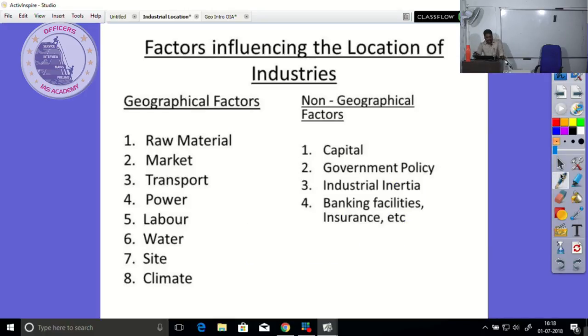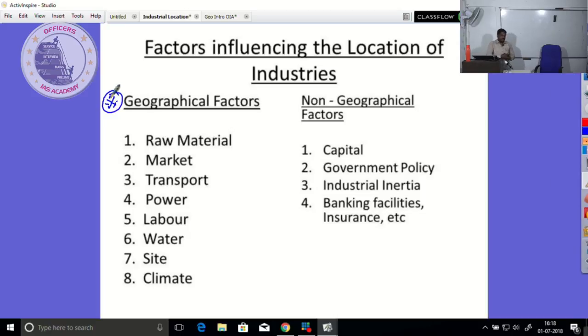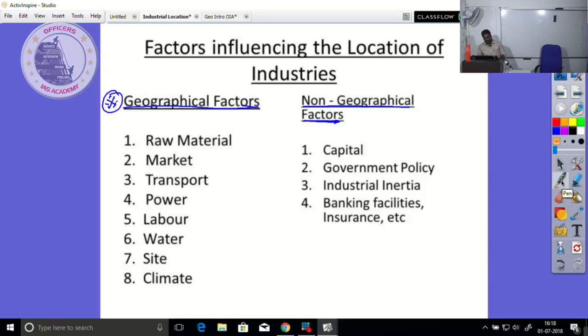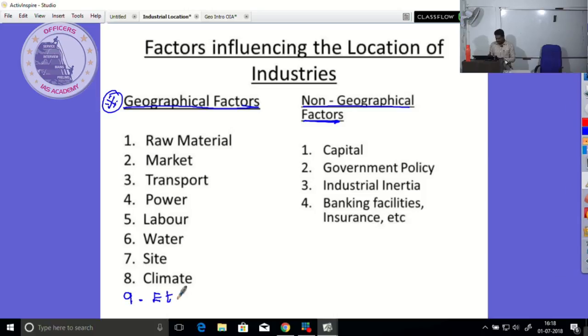Now, when I talk about the factors which influence the location of an industry, there are n number of factors, and one by one we'll understand. Whichever type of industry is asked, these points are repeated, leaving out those points which are irrelevant to that particular type of industry. Primarily, we are classifying these factors into two categories: geographical factors, and all those things which are not geography, let me call non-geographic factors. Approximately I have given 8; always a 9th element is also there, I forgot to mention. These are some of the factors which influence the location of industries.